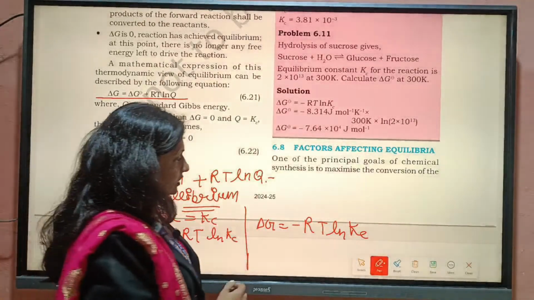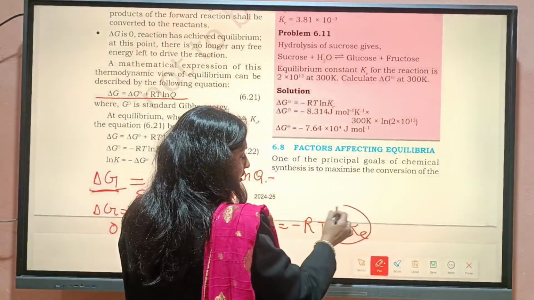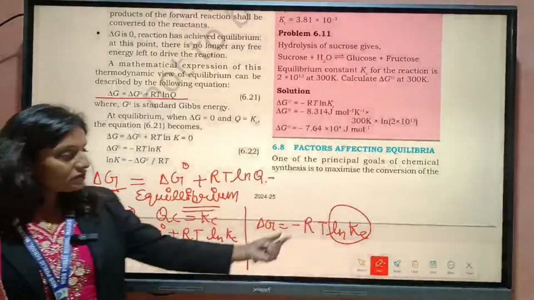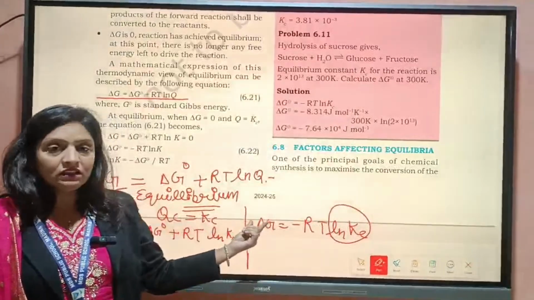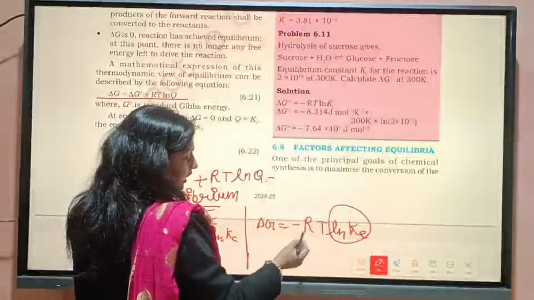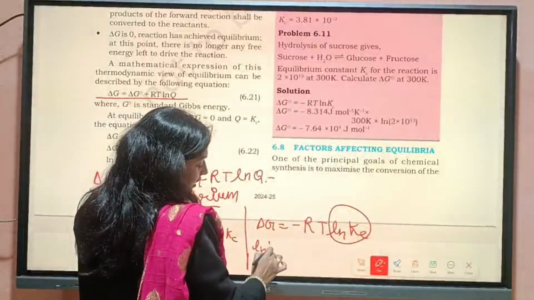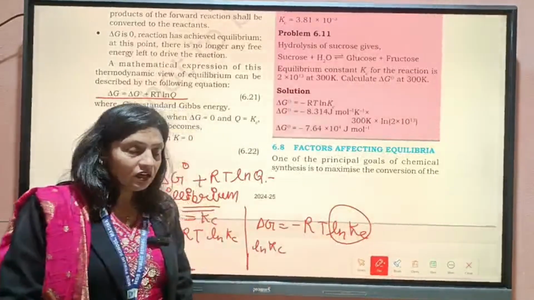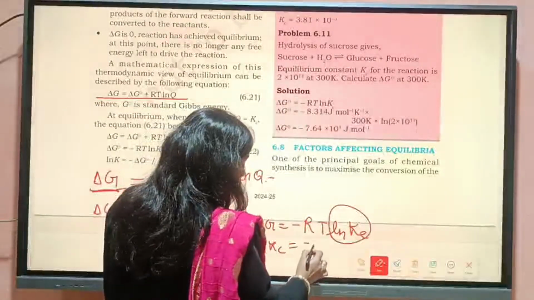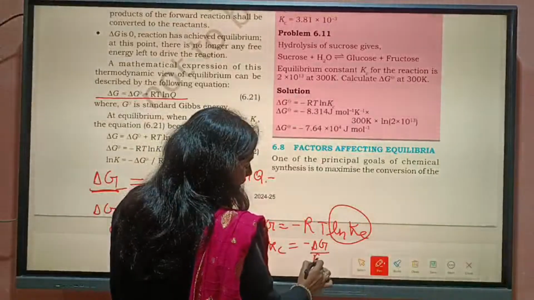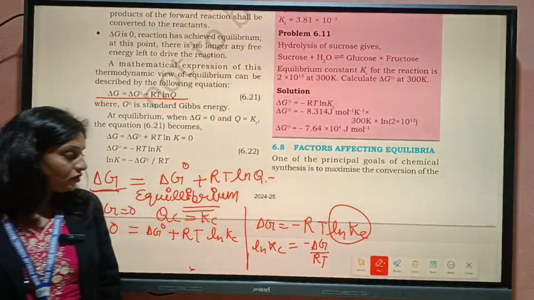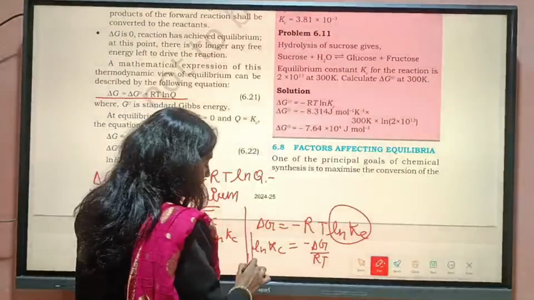Yes. Then students, because here we want to find the relationship between Kc and del G, what will be the relationship? From here ln Kc, we will take one side, is equal to minus del G by RT. Can I write or not? Yes. Clear?